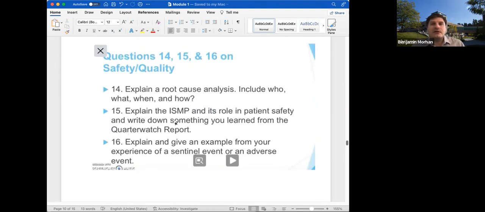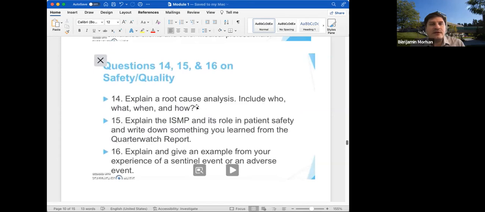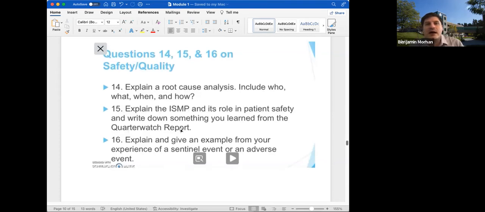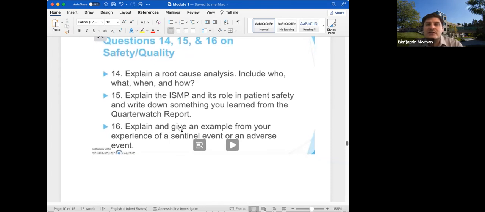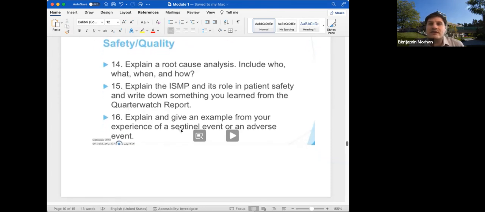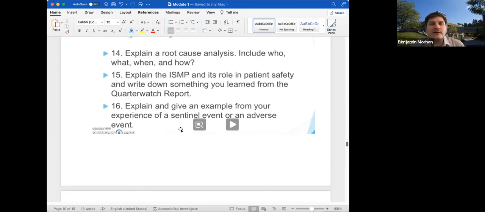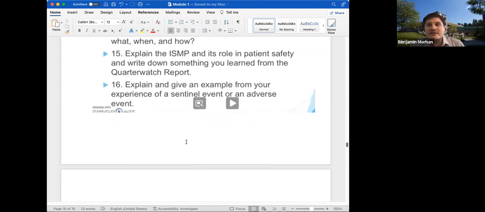So in the module ticket to lab that you have to submit by Tuesday, which is May 10th by 5 p.m., we have these questions as well. So explain a root cause analysis, right? Include who, what, when, and how. And then explain the ISMP and its role in patient safety, and write down something you learned from the QuarterWatch report. So everything in the website and the links are in the Microsoft Word document. And then explain and give an example of an adverse or sentinel event.